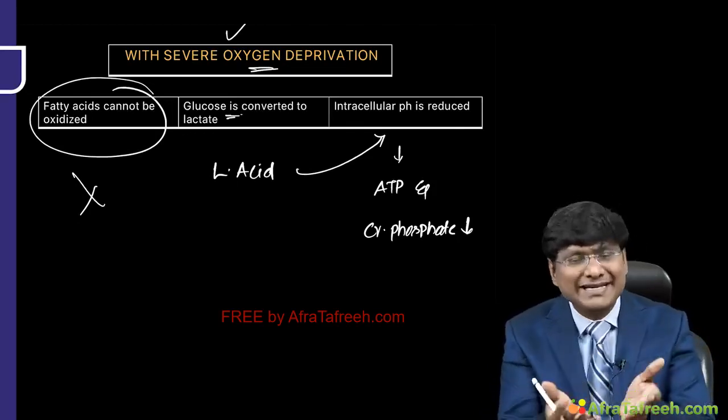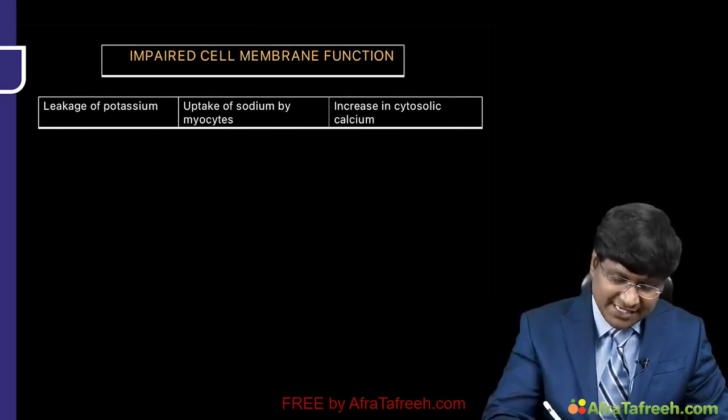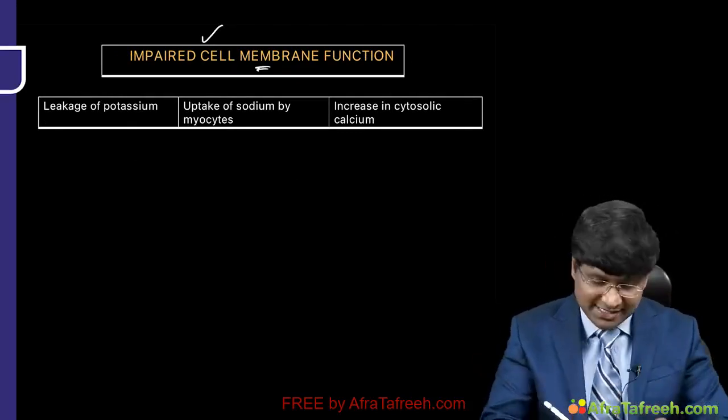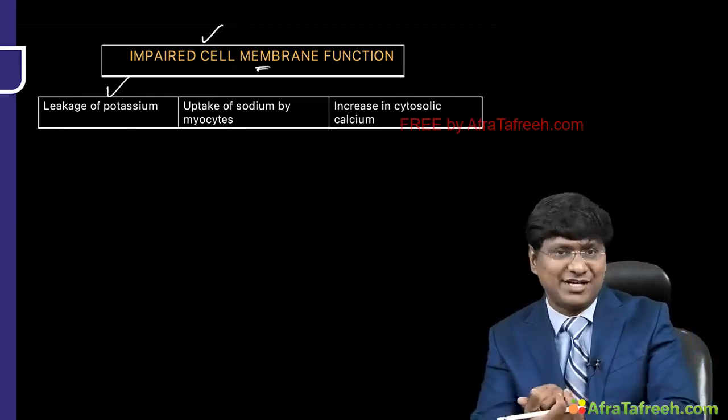Then what will be the electrical abnormality? See, whenever there is ischemia or infarction, there is impaired cell membrane function. That will cause the leakage of potassium and making the cell into a state of repolarization.